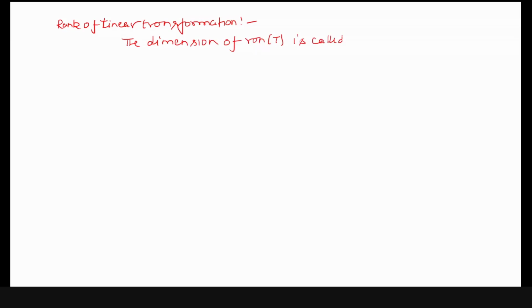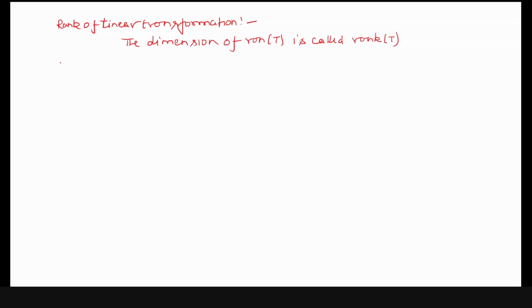Then what is the rank of T, the rank of a linear transformation? The rank of a linear transformation is the dimension of the range of T. The dimension of the range of T is called the rank of T.